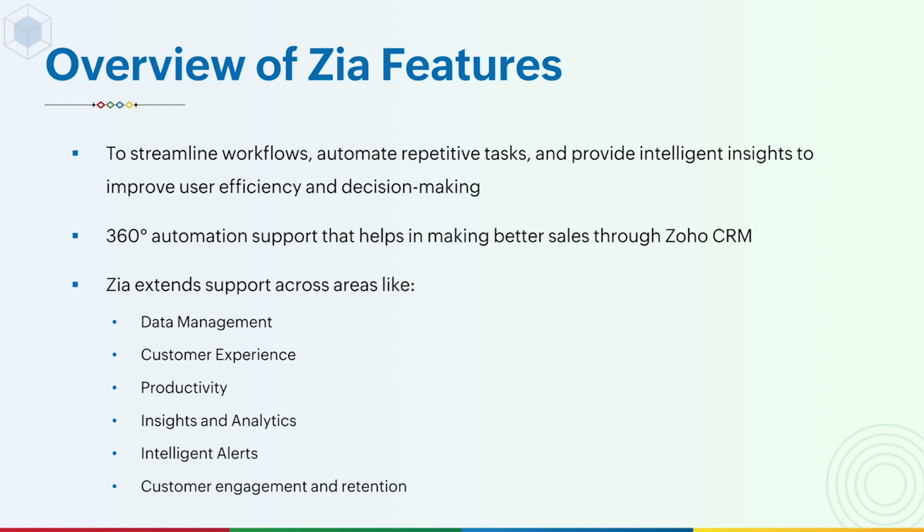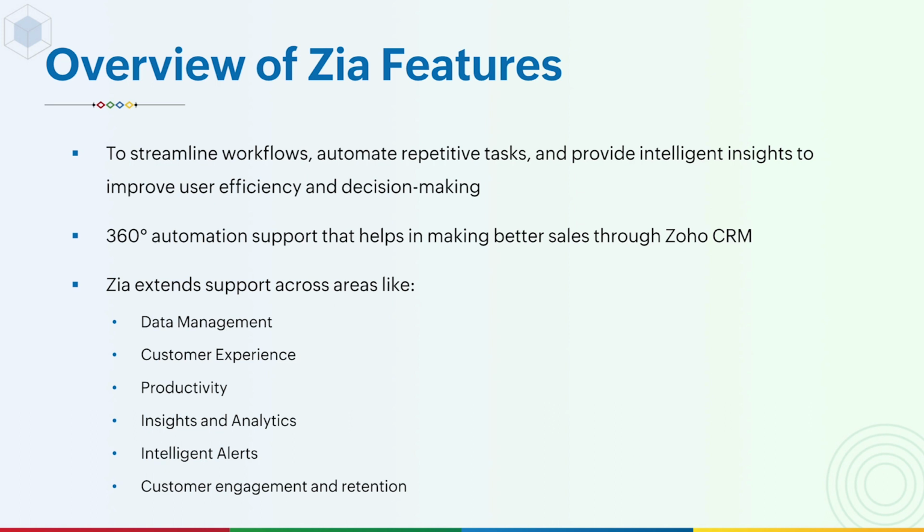Under customer experience, we have best time to contact customers, email and call intelligence, recommendation builder and related analytics, and next best experience. Under productivity, we have similarity recommender, macro suggestions, workflow suggestions, record owner suggestions, and conversational AI, that is Ask Zia. Under insights and analytics, we have strategy influencer, Zia for forecasts, and Zia presentation.